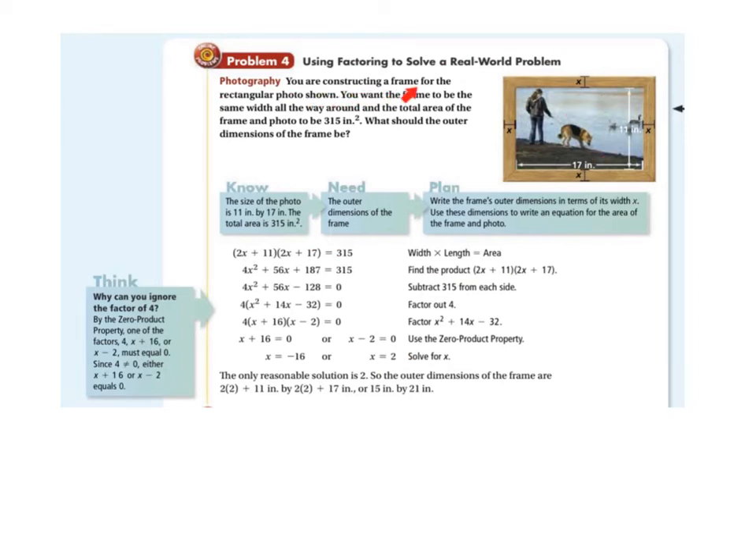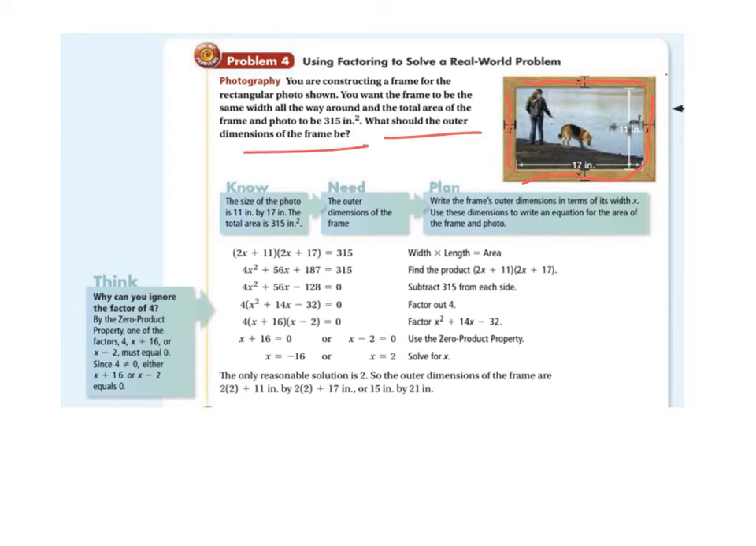You are constructing a frame for the rectangular photo shown. You want the frame to be the same width all the way around. Total area of the frame. So when I say that, what I mean is the area of the frame itself, all the way around here, not counting the stuff on the inside. It should be 315 inches squared. What should the outer dimensions of the frame be?